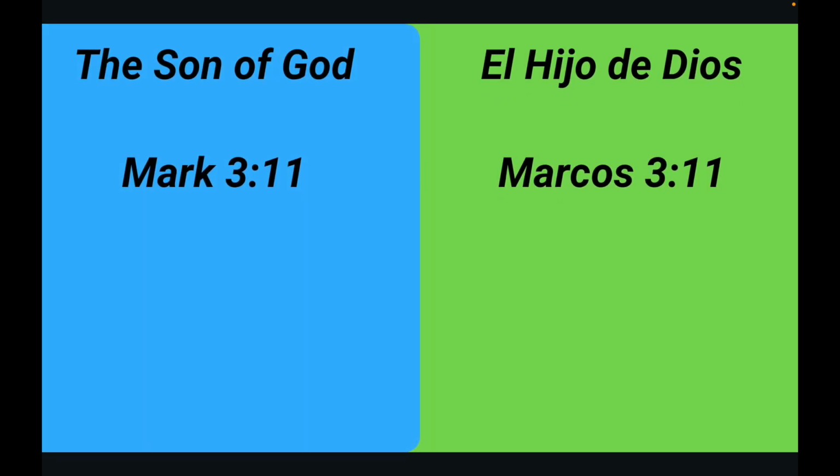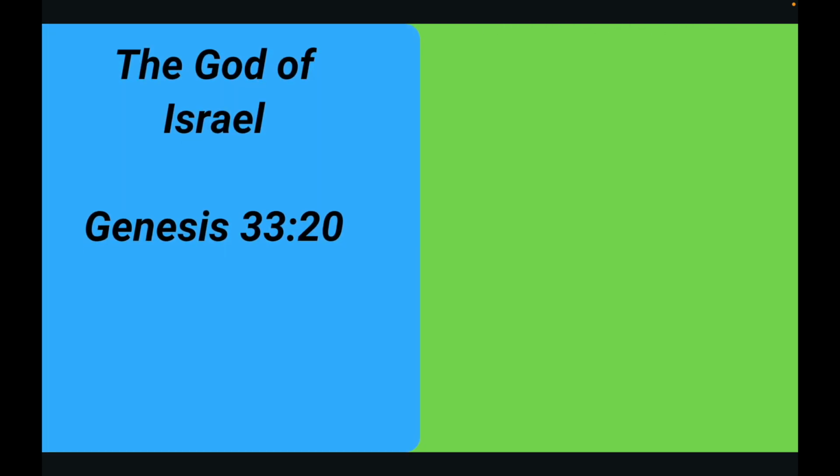Now in Mark 3:11, we see the phrase the Son of God, El Hijo de Dios. The word de just means of. You can probably figure that out on your own. See, we're learning through the inductive approach. We're discovering things as we read and learning as we encounter new things. El Hijo de Dios. The Son, el Hijo, de means of, Dios means God. The God of Israel. Why don't you try and take a guess at it? Pause the recording if you need to, see if you can figure it out.